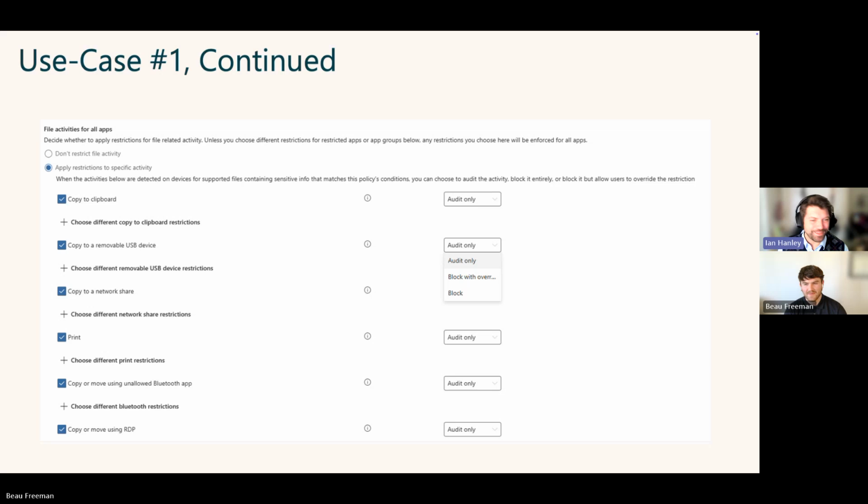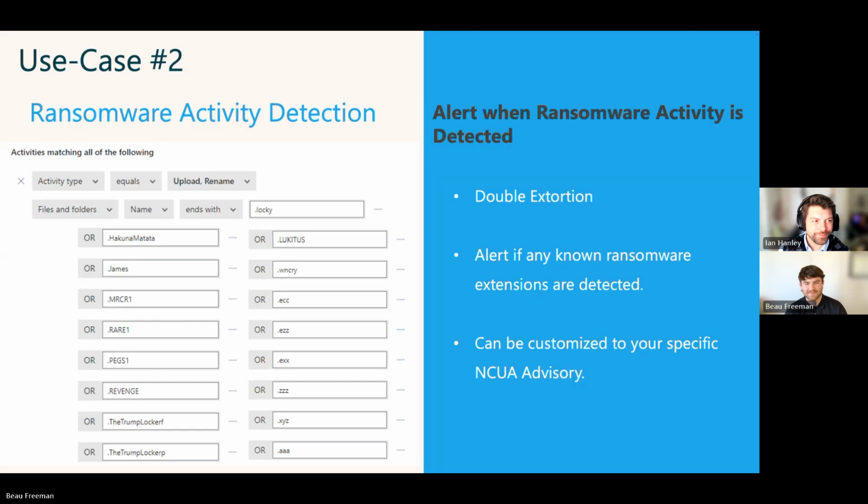These are the different kinds of things that we can stop people from doing based on attack surface reduction rules. Pretty powerful stuff, right? It's awesome. We've got more use cases. I love this one. Don't you love the names? Hakuna Matata, right? Or dot revenge.